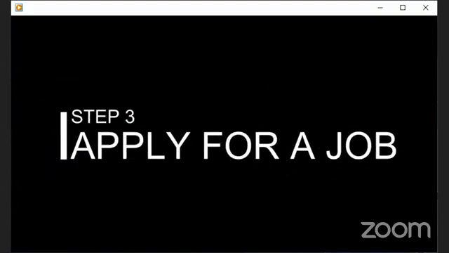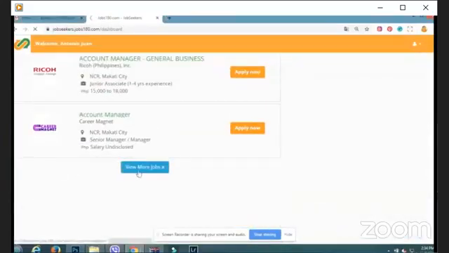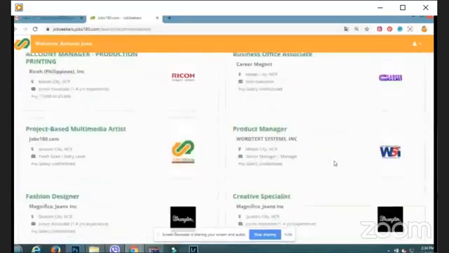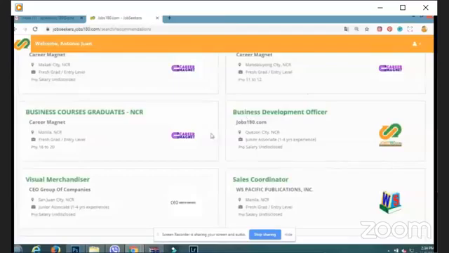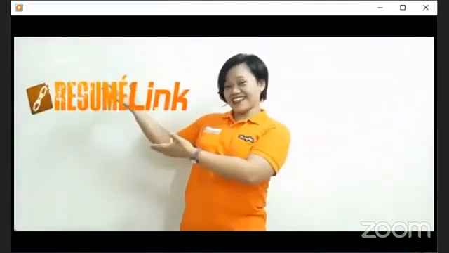Step 3. Apply for a job. There are many ways to apply with your resume link. First is browsing the job recommendations in your Jobs 180 dashboard. If you're qualified, click Submit Resume Link. So what are you waiting for? Dress up your next generation resume, stand out brightly among the competitive job seekers in the market, and win the heart of your future employers using Resume Link.